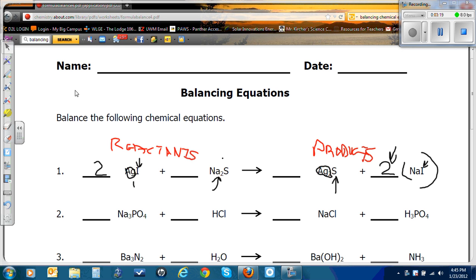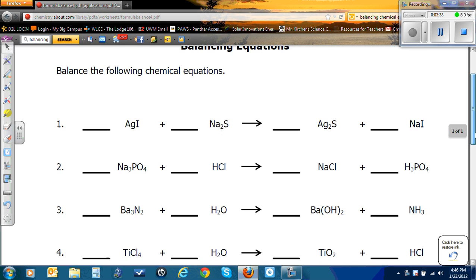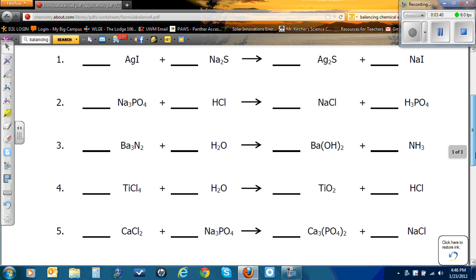Okay, moving on to the next problem. Let's see if I can scroll down here. One second, I gotta get off of the ink layer. Scroll down. Problem number 2.